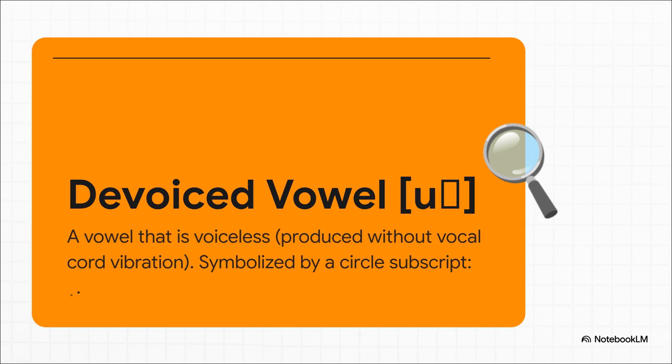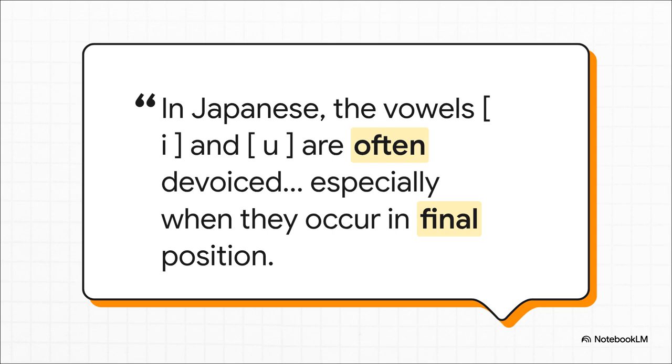Next up, we have devoiced vowels. Go ahead and feel the hum in your throat when you say ooh. Well, devoiced vowels basically get rid of that hum. They're essentially whispered, just letting air pass through without any vocal cord vibration at all. And you can hear this really clearly in Japanese, where vowels at the ends of words are often devoiced. This creates a subtle, breathy quality that's actually a core part of how the language sounds.